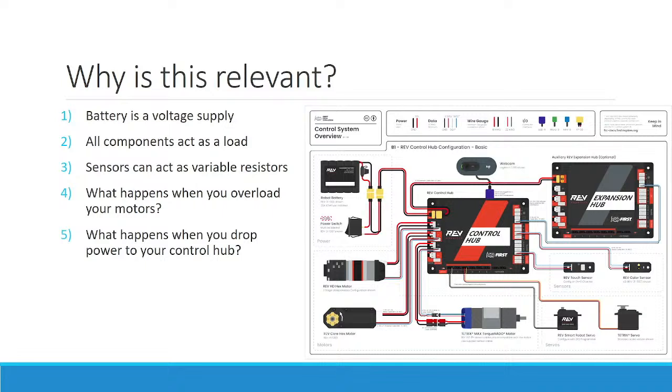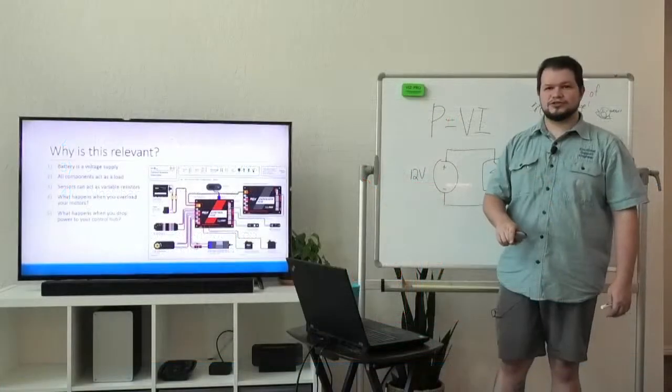As I mentioned before, the battery in your robot is your voltage supply. All of your components act as some kind of load, in this case, a type of resistor. Sensors can act as variable resistors, and sometimes that is how the control hub knows what the sensor is seeing.